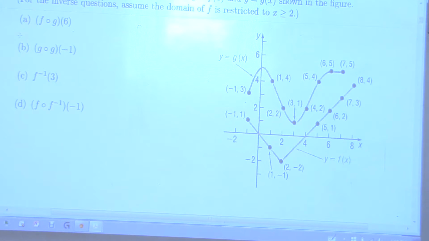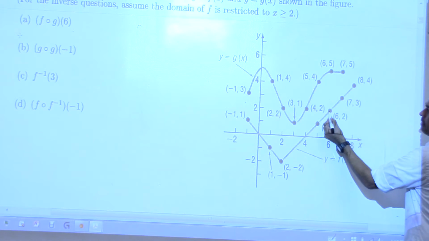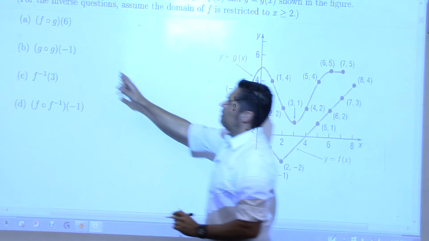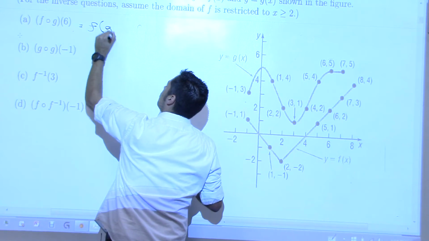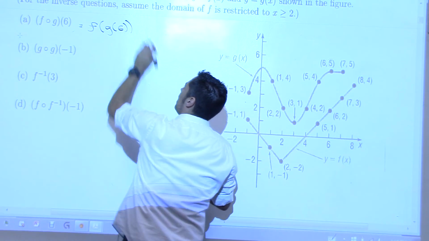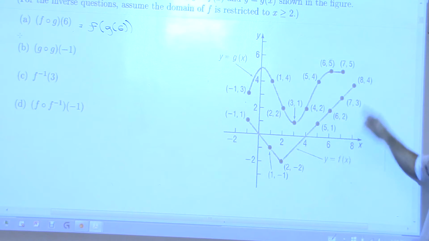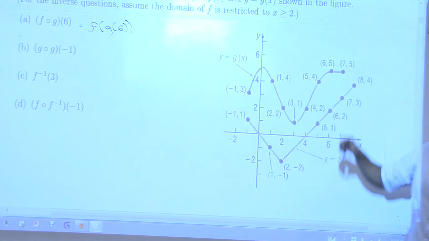So, okay, plug in 6 to the g function. You get 5, right? And now take that answer and plug it into f. Everyone understand what I'm doing? f of g of 6. So the answer that comes out is 5. Now 5 into f. Where's f? This is f. So you plug in 5 to f, and it spits out 1. So the answer to the first one is 1.